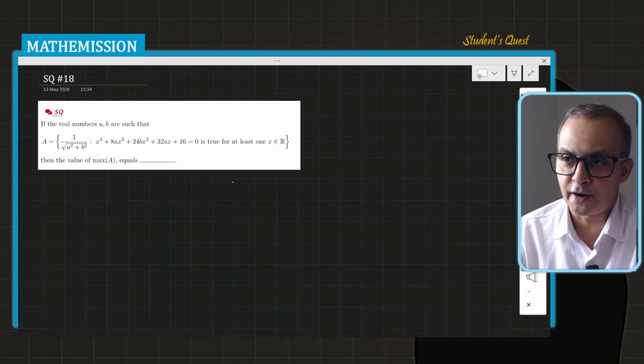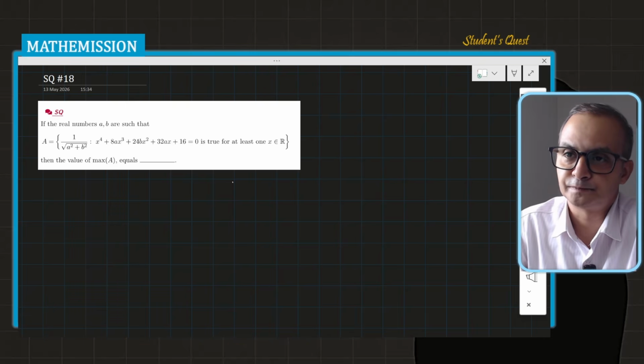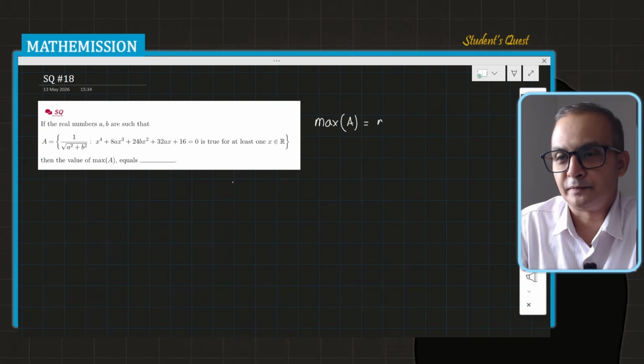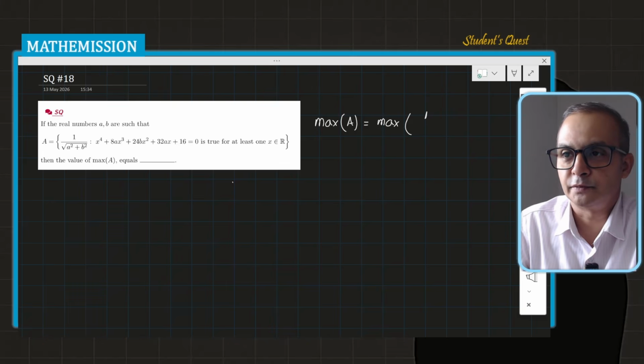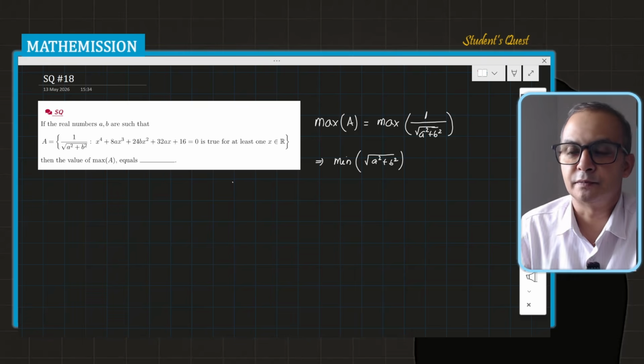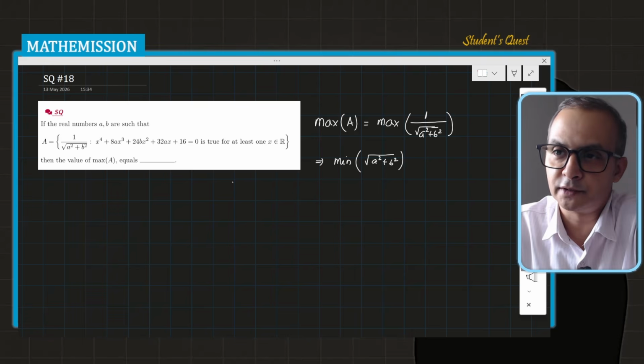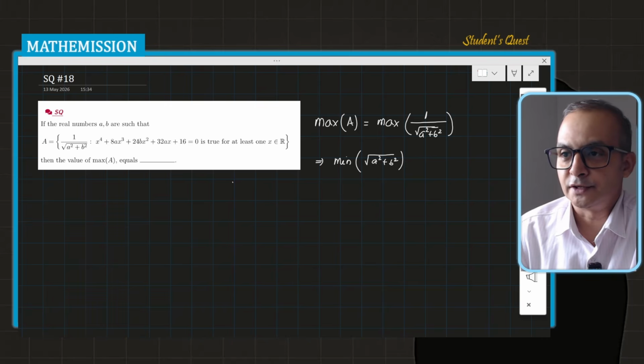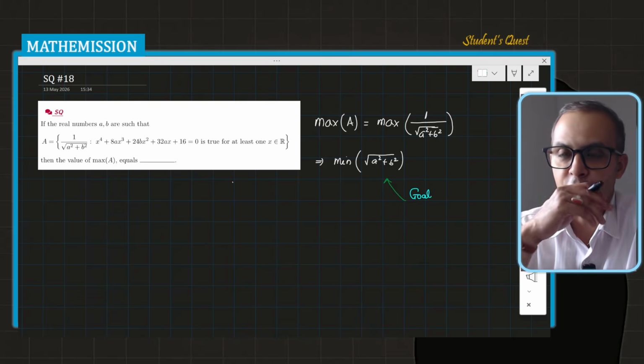So all that we have to find out is the maximum value of this quantity. The maximum value of the quantity 1 by square root of a squared plus b squared corresponds to the minimum value of the reciprocal of it. So that is the minimum value of square root of a squared plus b squared. This is our main goal. We have to identify the minimum value of this.